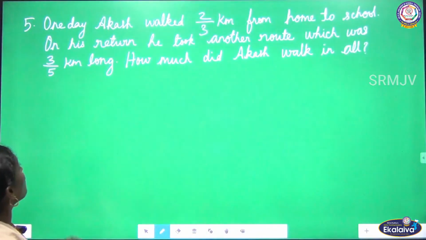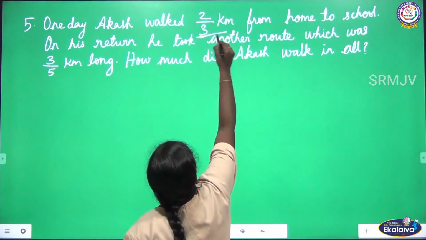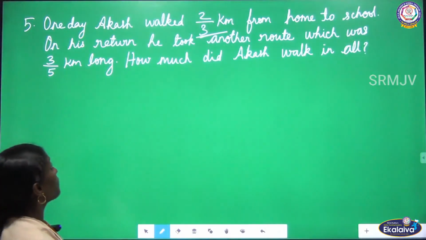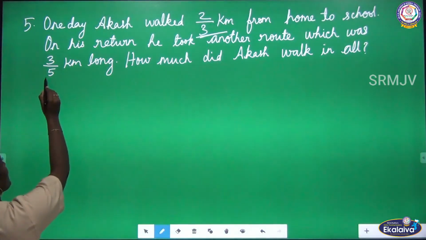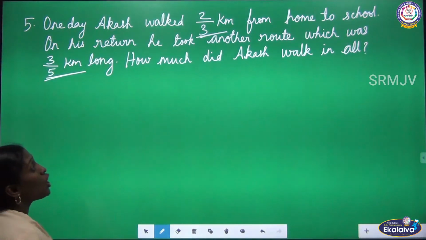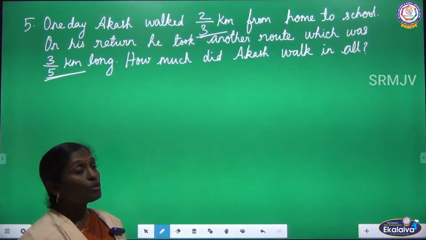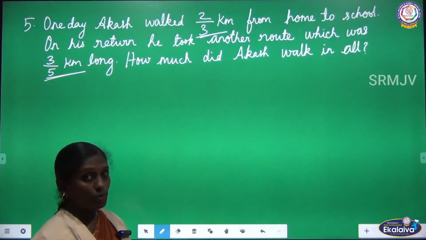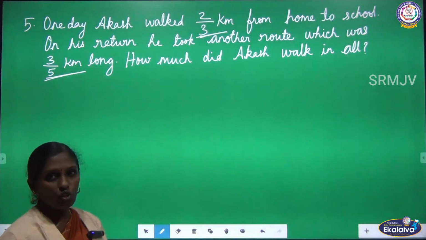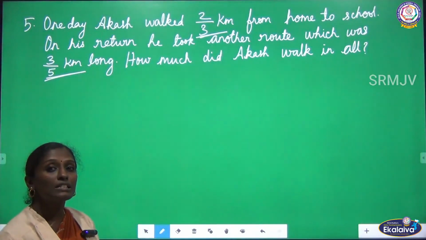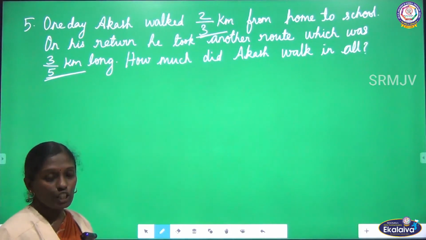Then the next question, one day Akash walked 2 by 3 kilometer from home to school. On his return, he took another route which was 3 by 5 kilometer long. How much did Akash walk in all? Here, while going to school, he is walking 2 by 3 kilometer. While returning from school, he is walking 3 by 5 kilometer. Now we have to find the distance he walked in a day as a whole. So we have to add these two.